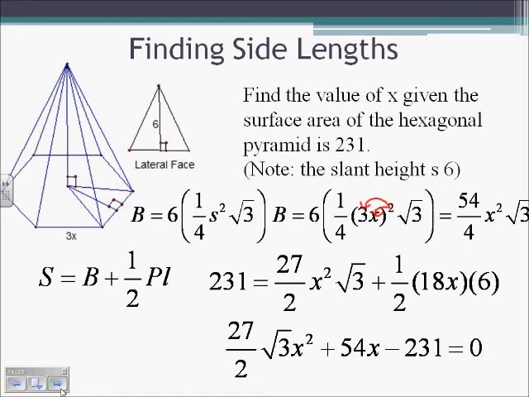Alright, so then when we solve, we move the 231 over to get our zero so that we know we can use our quadratic formula. 27 over 2 times the square root of 3 x squared plus 54x minus 231. We know we're going to have our a term, which is 27 over 2 square root of 3. Our b is going to be 54, and c is going to be negative 231.